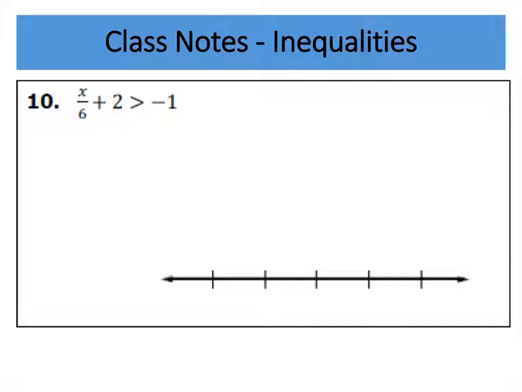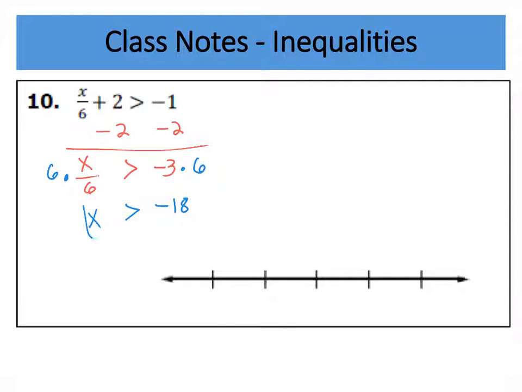All right, we're going to do one more problem together. I want to make sure that you fully understand how to do this and then finish up this activity on your own. So when I see this problem, the first thing I know that I need to do is get rid of that 2. So I'm going to subtract 2 from both sides. I'm left with x divided by 6, a greater than symbol, and then negative 3. In order to get rid of the divide by 6, I have to multiply both sides by 6. And then x is greater than negative 18, because a negative times a positive is a negative.